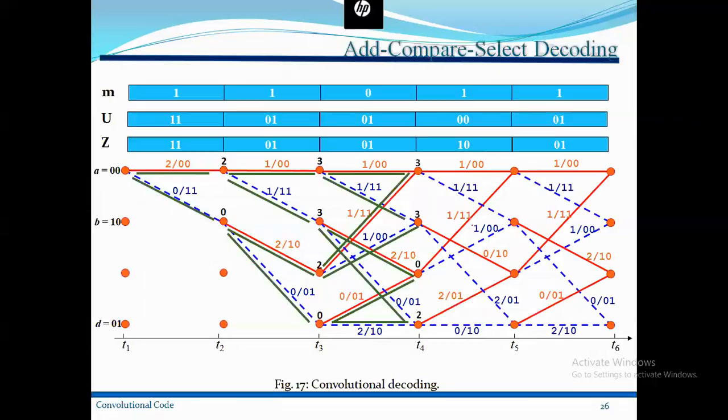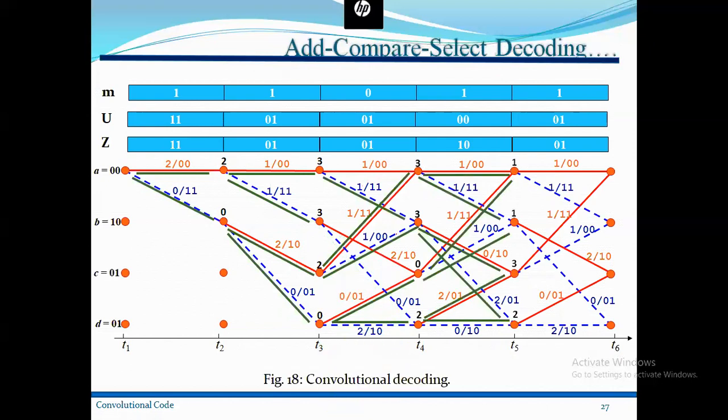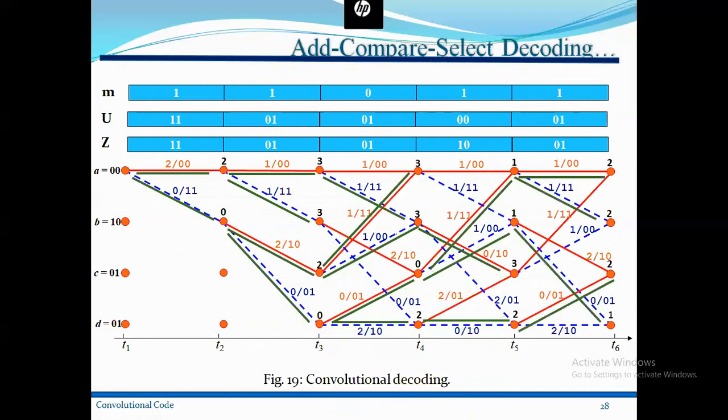So we will see it on the diagram. Here from time T3, we have the 8 paths and we remove the 4 paths. And similarly, we have 8 paths and we remove the 4 paths. And then we finally choose the best path for this decoding.